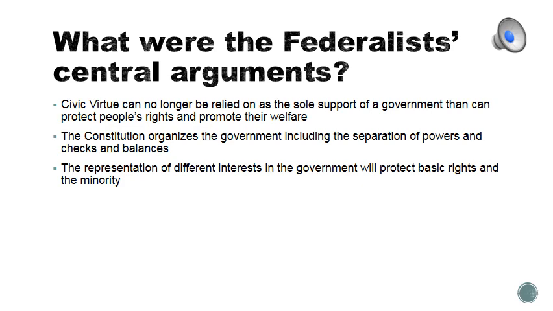The Constitution is going to organize the government, including the separation of powers and checks and balances, and the representation of different interests in the government will protect basic rights. So if the House of Representatives wants to take away property from one group and the Senate says no, it's like Justice Antonin Scalia said, it doesn't take much to throw a monkey wrench into the whole process. Because what this is going to do is keep and protect the rights of the minority. Again, that invitation to struggle.